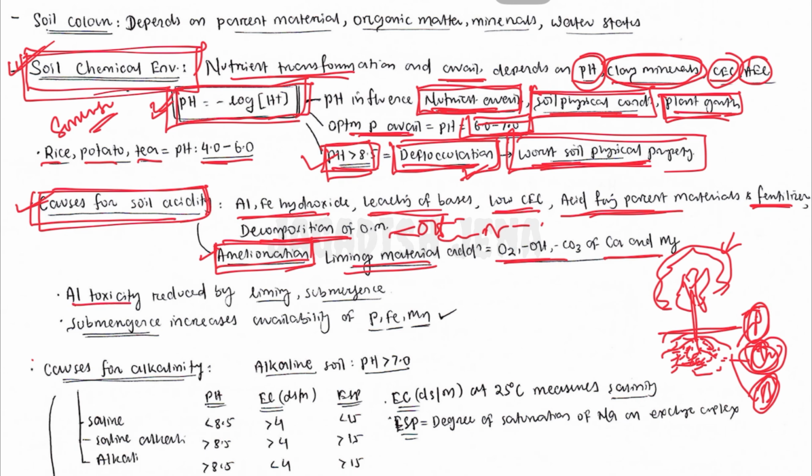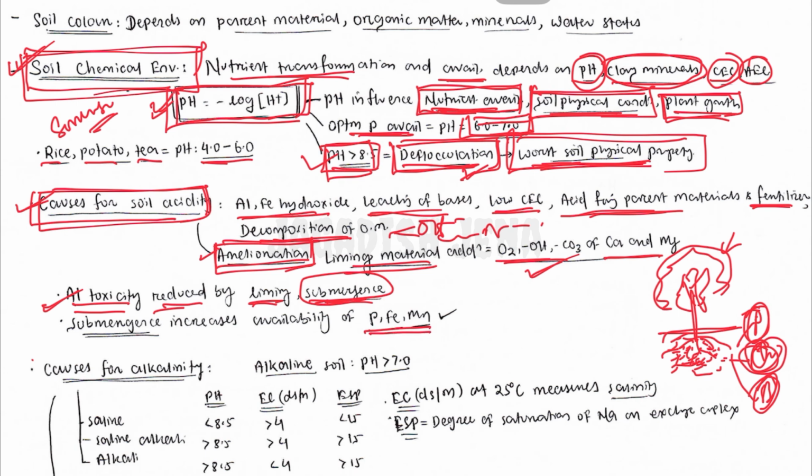Aluminum toxicity is reduced by liming and submergence. Aluminum toxicity is mainly found in acidic soil. So when we go for liming, that is, addition of these materials which we call liming materials, aluminum toxicity in the soil is reduced. Also, by submergence we can reduce aluminum toxicity. Submergence increases the availability of phosphorus, iron, and manganese.